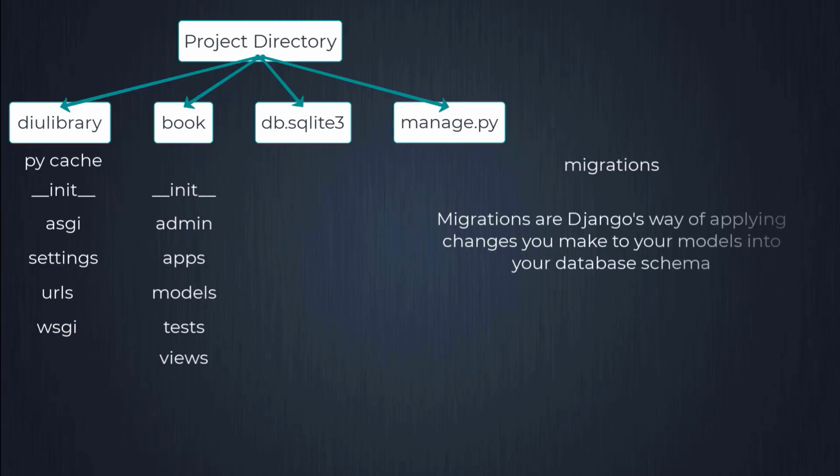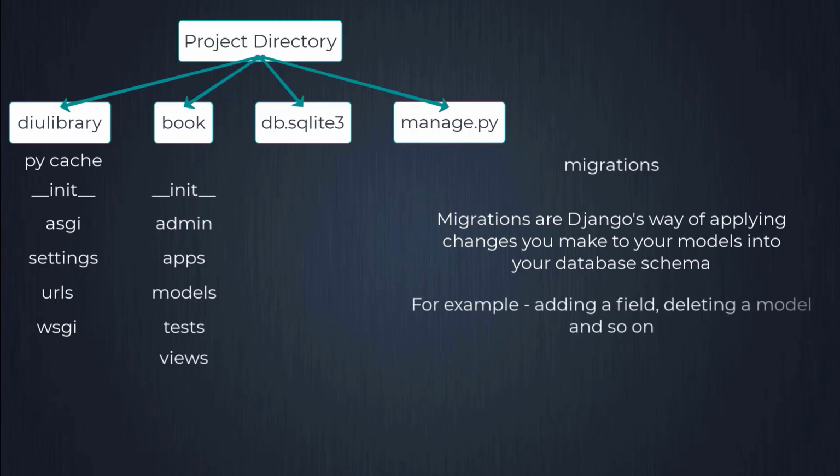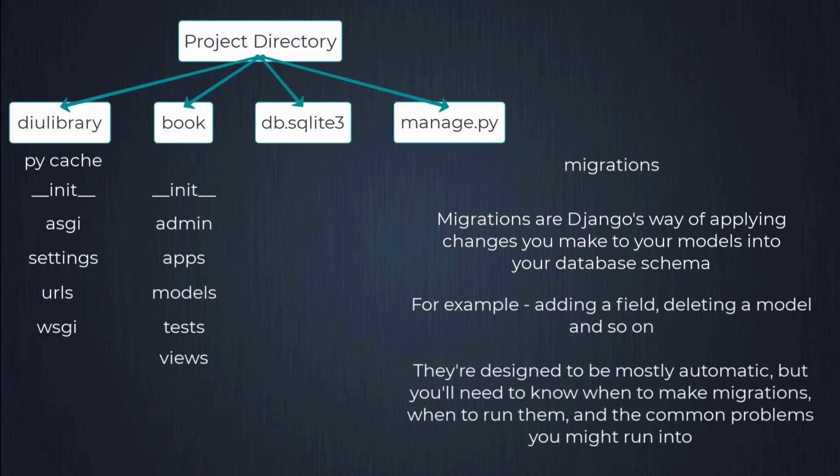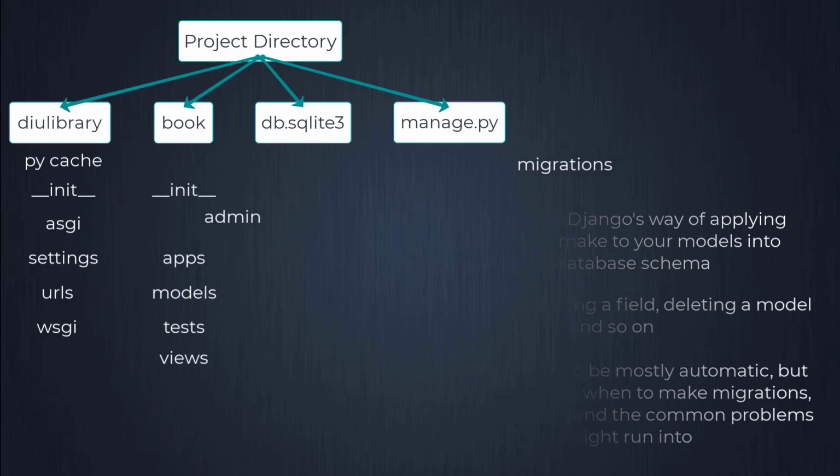Migrations are Django's way of applying changes you make to the models into your database schema. For example, adding a field, deleting a model, and so on. They're designed to be mostly automatic, but you will need to know when to make migrations and when to run them and the common problems you might run into. Django creates a migration file inside of the migrations folder for each model to create the table schema, and each table is mapped to the model of which migration is created.